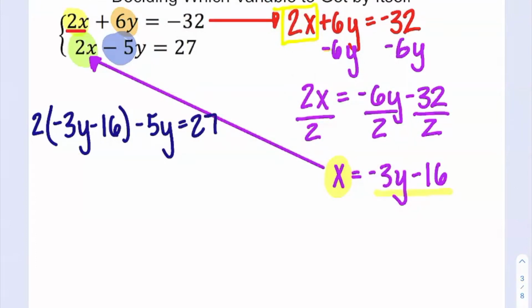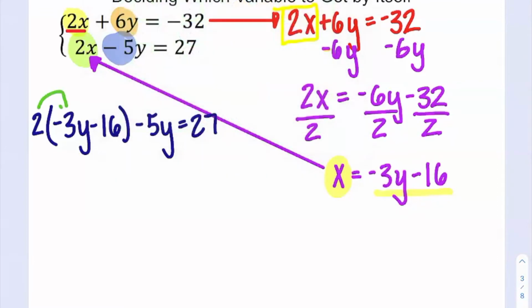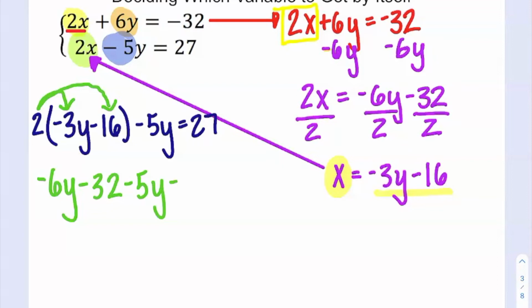The first step in this is always distributing. So 2 times negative 3y is negative 6y. 2 times a negative 16 is equal to a negative 32. Minus 5y is equal to 27. I combine some terms.